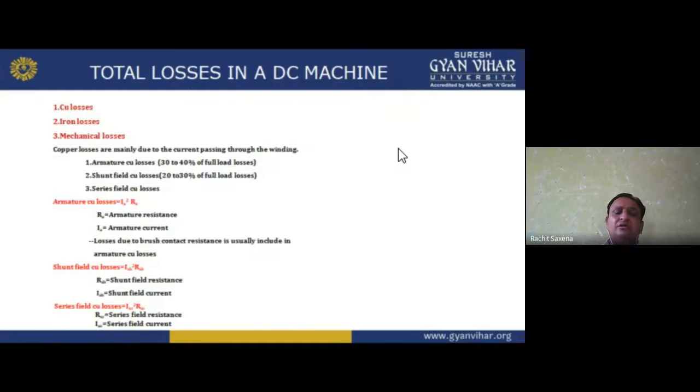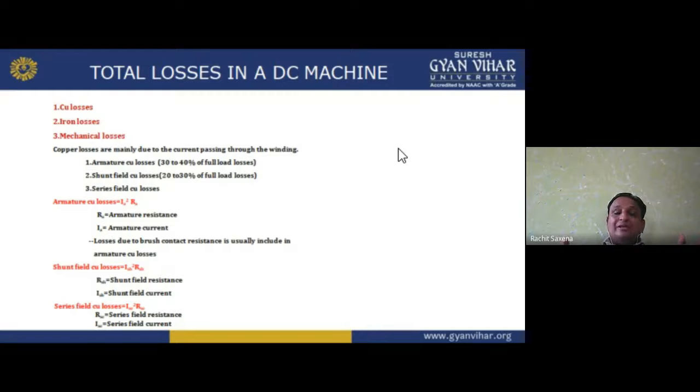Now moving forward, total losses in a DC machine. If I am talking about copper loss, iron loss, and mechanical losses, I am taking the first point, that is copper loss here. Copper loss is basically due to the resistance in a winding. And how does it take place? Copper losses are mainly due to the current passing through the winding. If current is passing through the winding, my dear students, what will happen? I and R, so I square R. The armature copper loss is 30 to 40% of the full load losses.